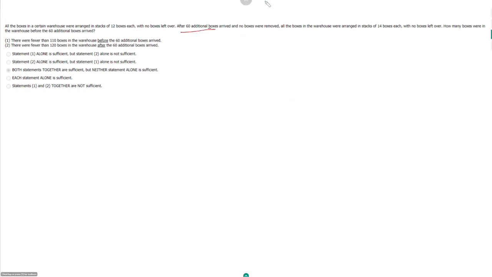And so you have to see that the other possibility is that some of your 60 boxes get added to your original stacks, but then you have enough boxes left over that you can make some number of new stacks of 14 boxes each. And so based on that, what I might do is try just writing out what your possibilities are for the number of original stacks you can have and the number of new stacks you can have.